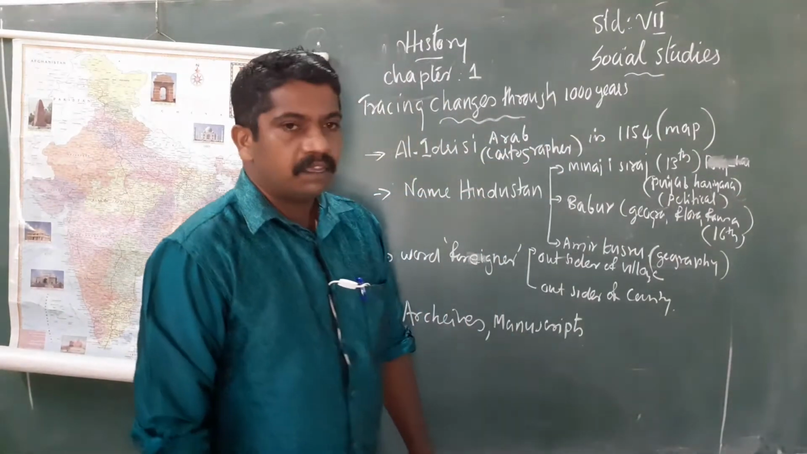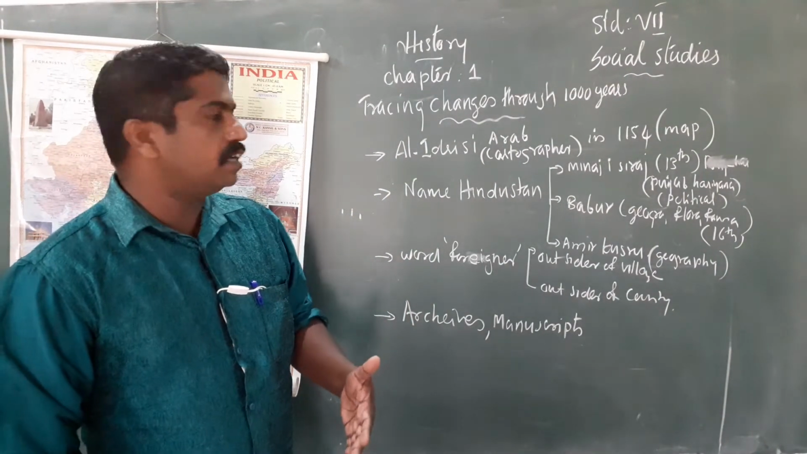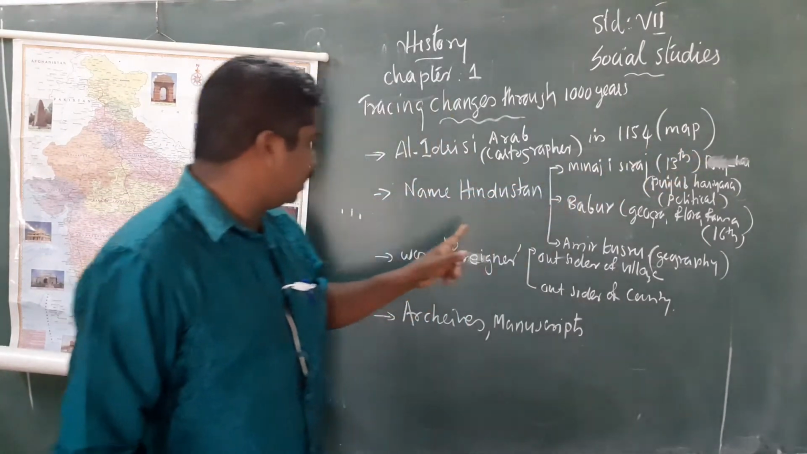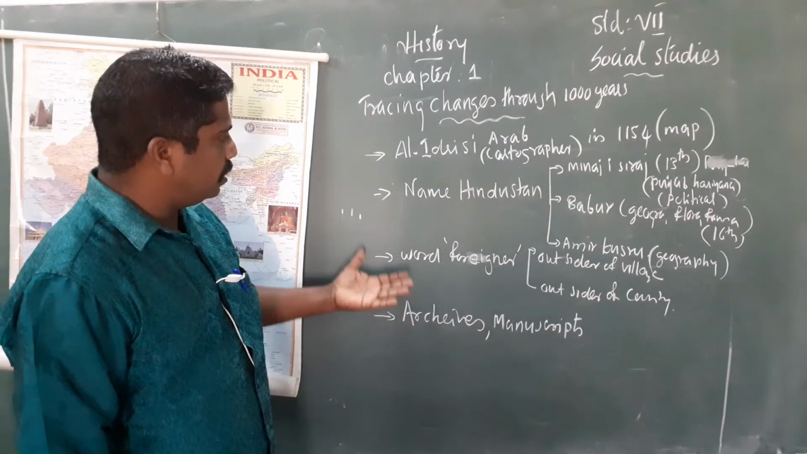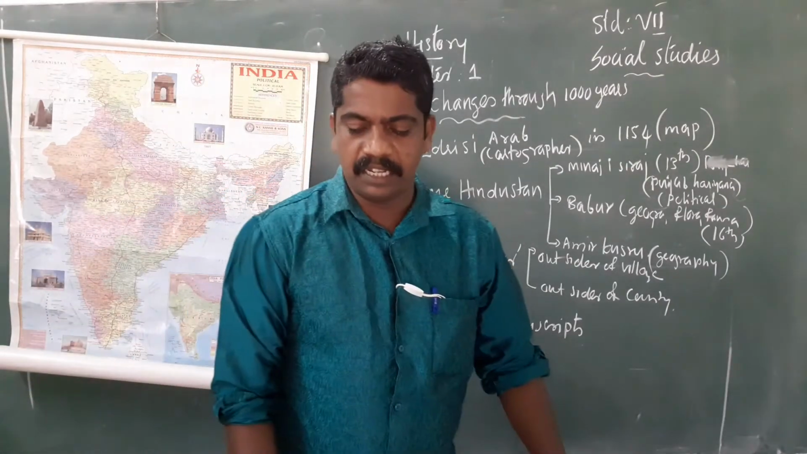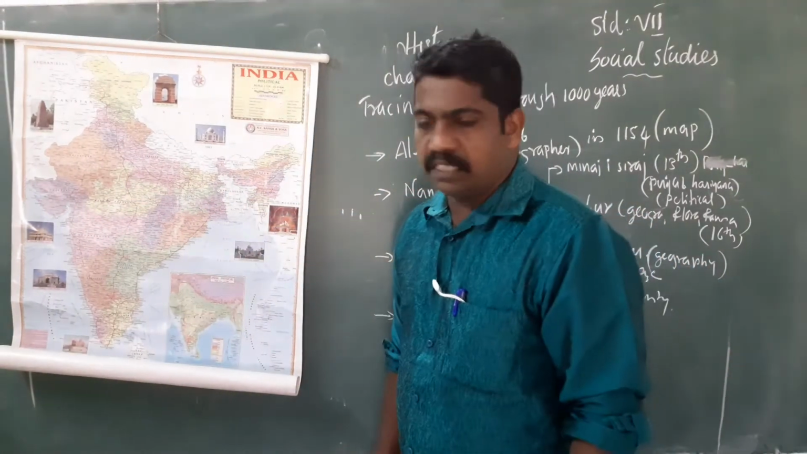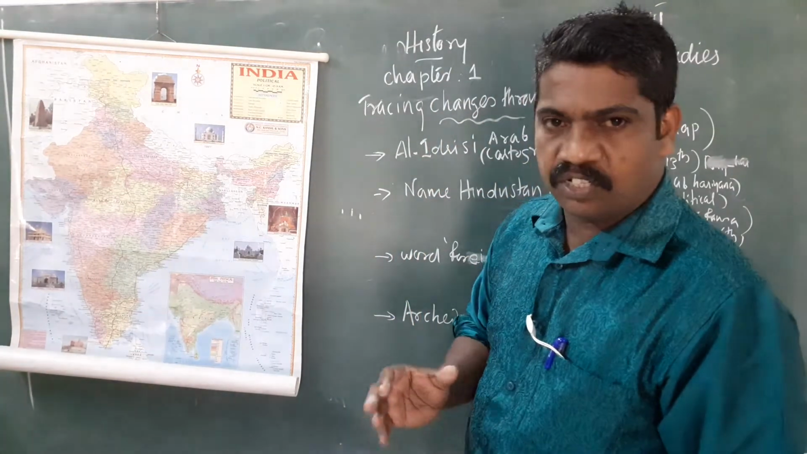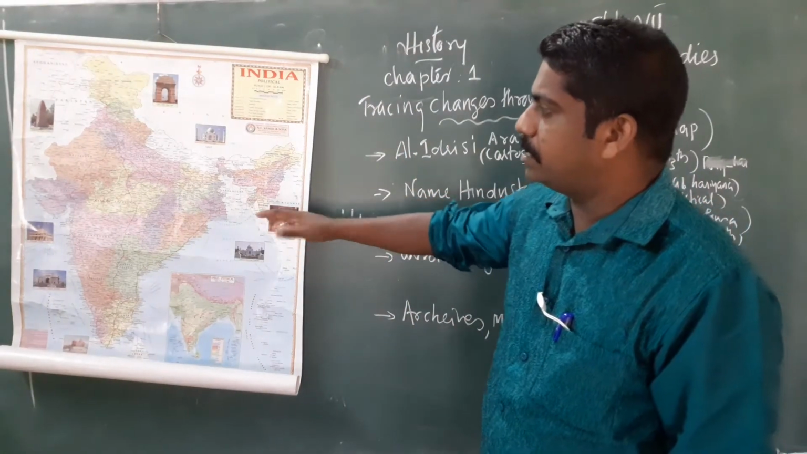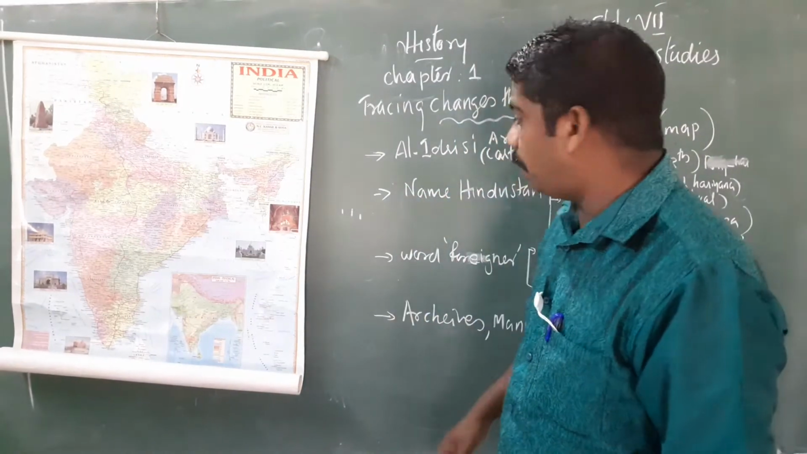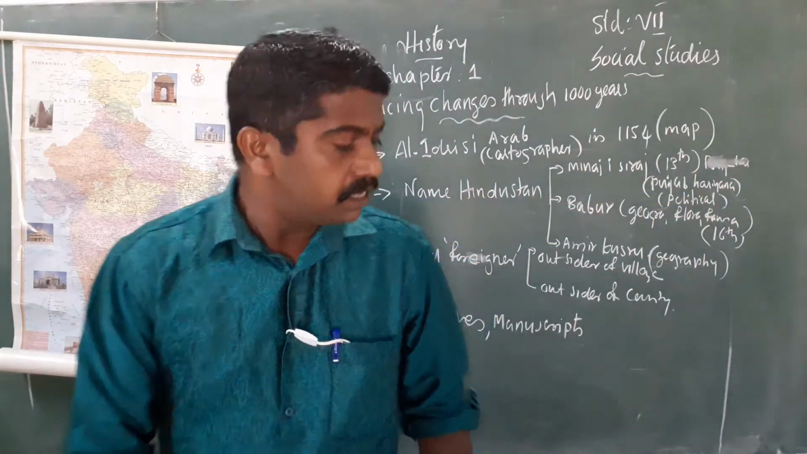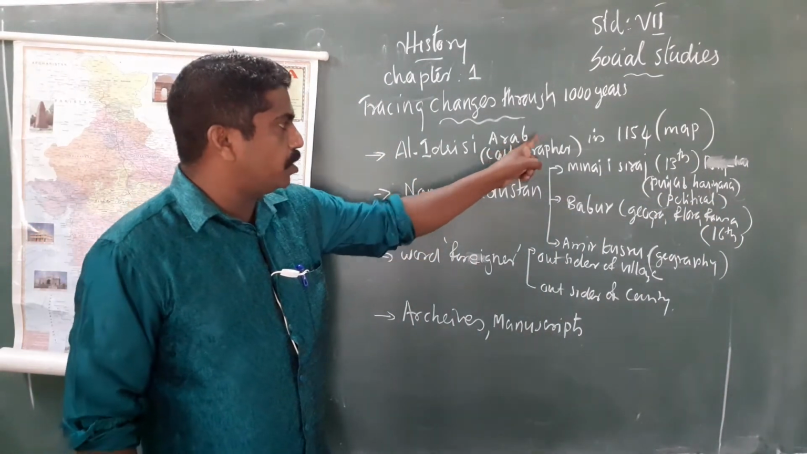So, in this chapter, we will study in a particular way what changes took place in the shape of the map. Changes take place in some names and some words, and we are going to study these here. We'll study what changes came in the modern map of India, and what changes occurred in the political map of India over the last 1,000 years, to understand here.